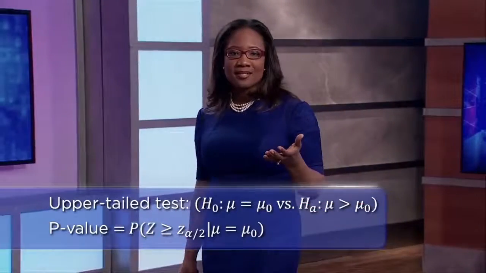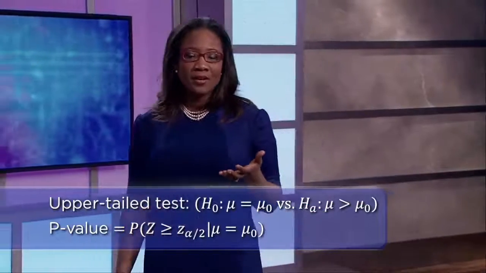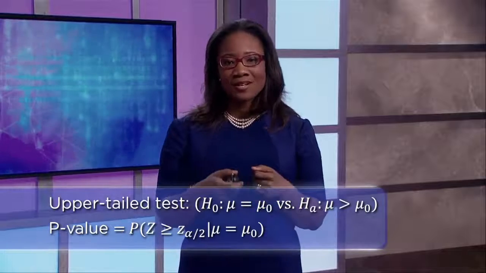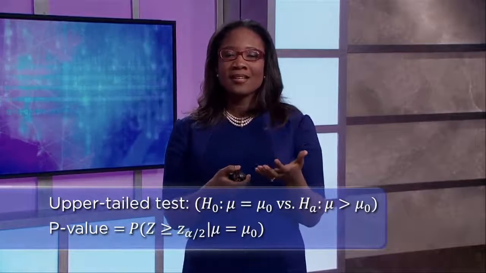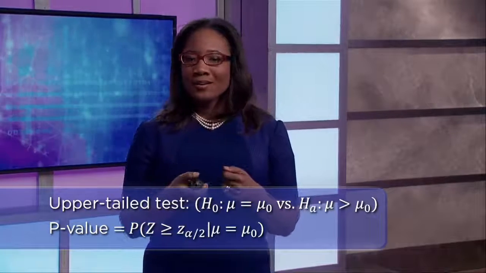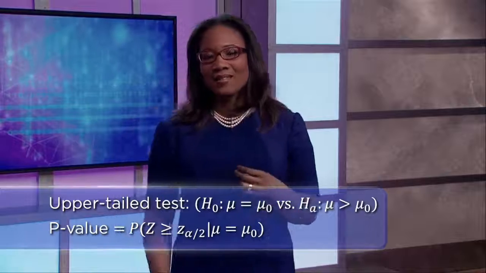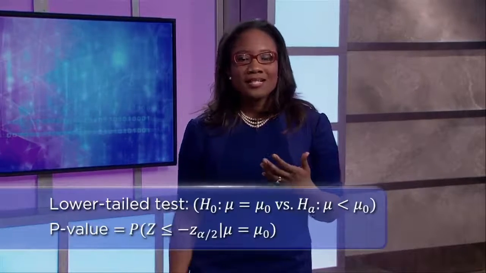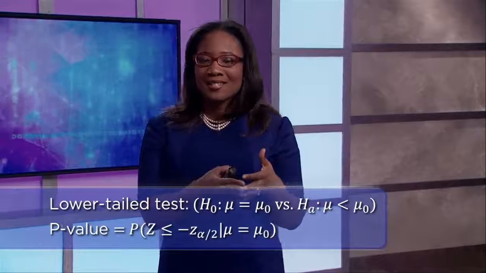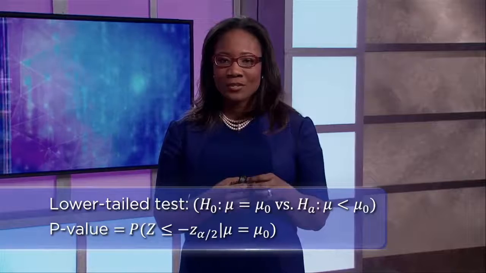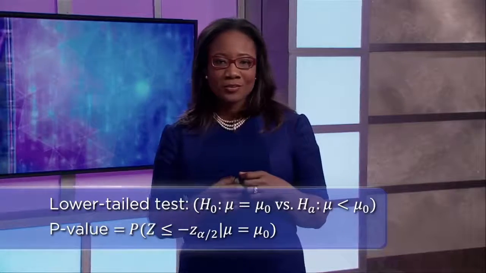Now, for an upper tail test, here's how we compute the p-value. We're always going to take the probability of the test statistic that we calculate from our sample. So we calculate the probability that z is greater than or equal to our critical value, given that the null hypothesis is true. That's that little line there, given the mean is equal to mu naught. For a lower tail test, we calculate the probability that our test statistic is less than or equal to negative z alpha over 2, assuming the null hypothesis is true.